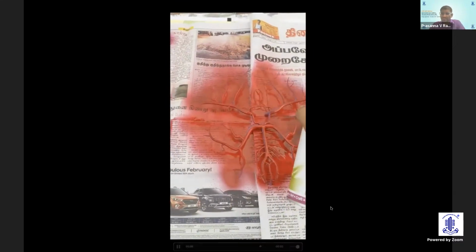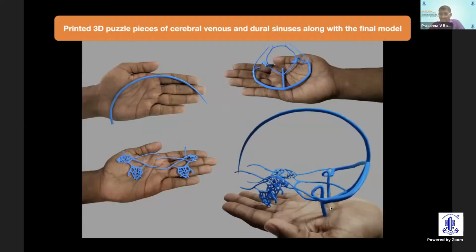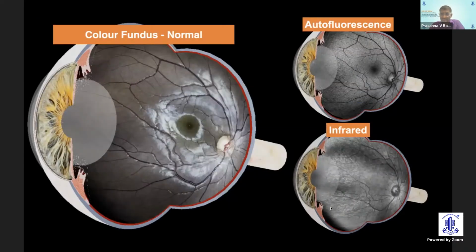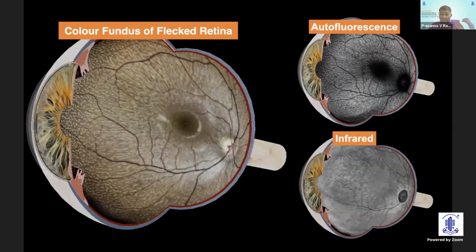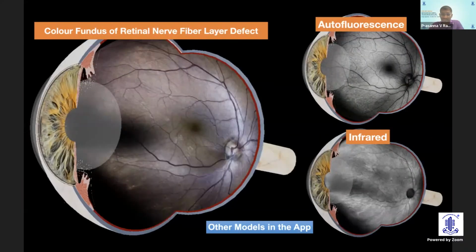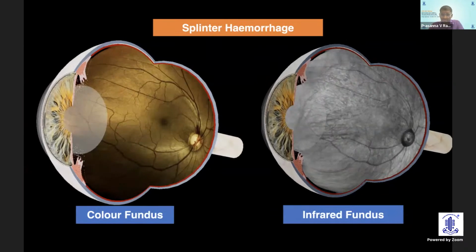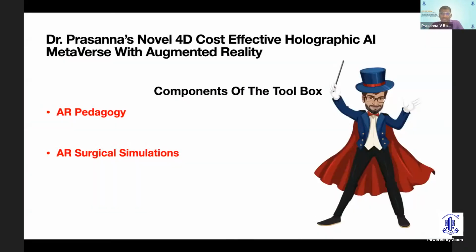Like the circle of Willis was printed with polylactic acid and we colored it. And this is the circle of Willis, this is the cavernous sinus that you can see, and this is the eyeball also. And we used a thermoplastic polyurethane for the retina, and it can be used even for counseling and also classes, especially where color, autofluorescence, infrared, a multimodal atlas, a retinal teaching tool for the residents of various pathologies: retinitis pigmentosa, glaucomatous nerve, retinal nerve fiber layer defects, splinter hemorrhages, and you can just keep on adding to your collection.